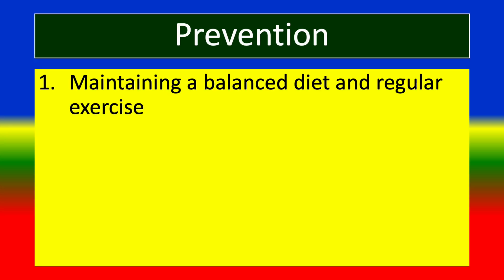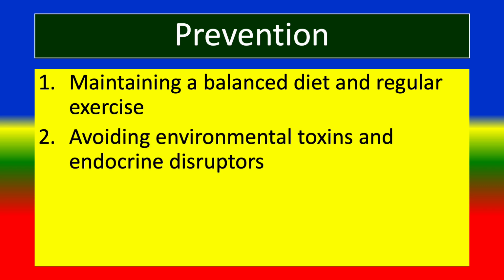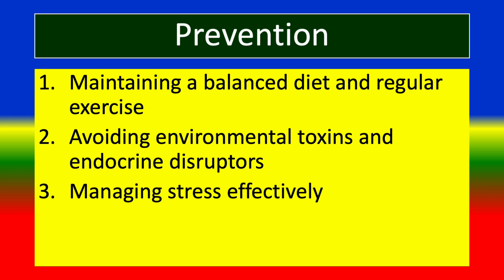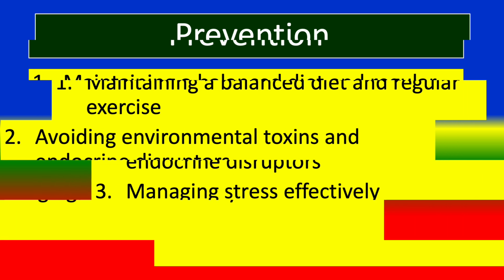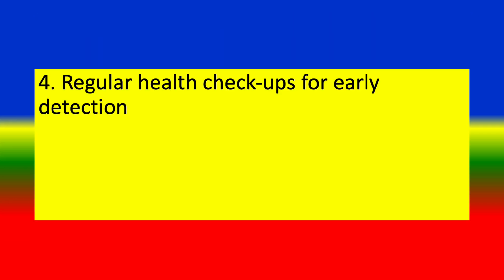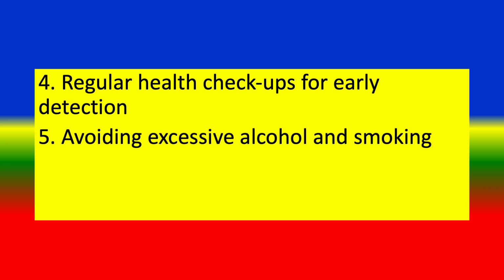Prevention: 1. Maintaining a balanced diet and regular exercise. 2. Avoiding environmental toxins and endocrine disruptors. 3. Managing stress effectively. 4. Regular health checkups for early detection. 5. Avoiding excessive alcohol and smoking.